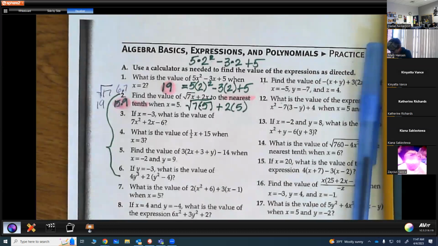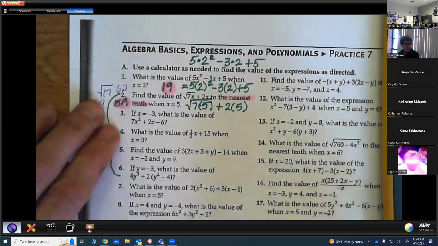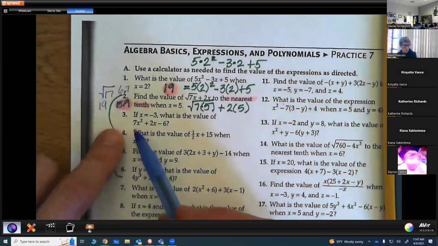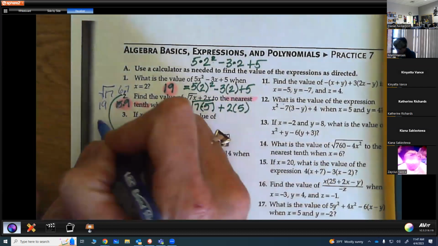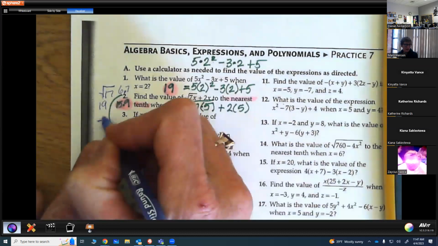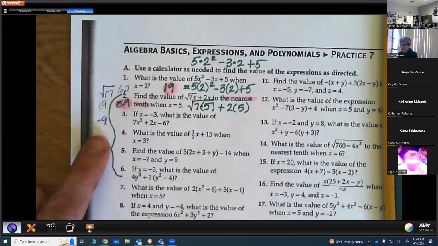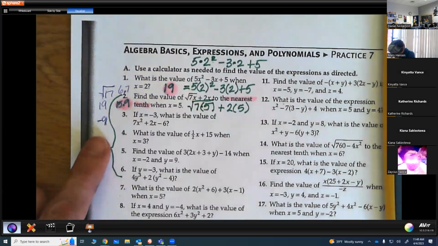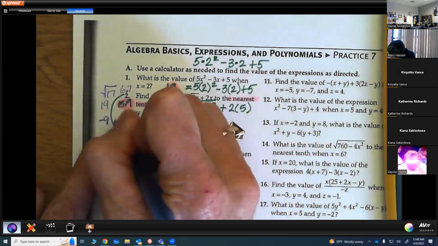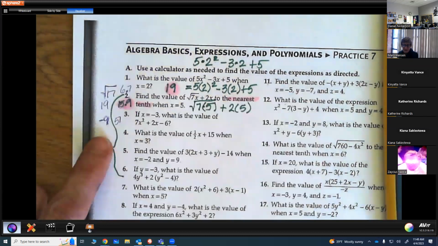Okay, so number 3, what kind of values did we get for number 3? -9. Okay, we've got an answer of -9 for number 3. Do I have any other answers you'd like to share? Okay, we got an answer of 51 in the chat. Any others? All right.